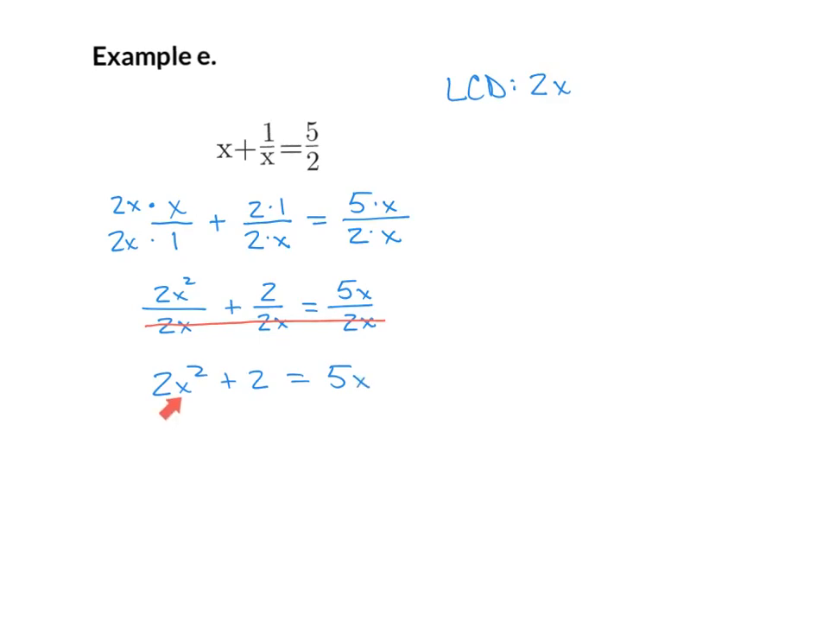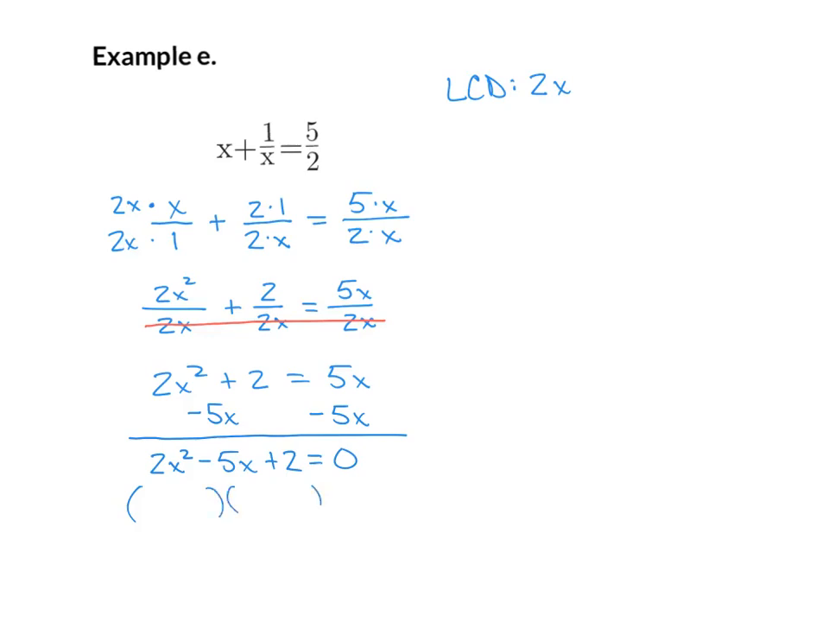This is a quadratic equation, so again, just like on the previous example, I'm going to go ahead and move all of my terms to one side, so I'm going to subtract 5x and put it in the middle. We get 2x squared minus 5x plus 2 equals 0.